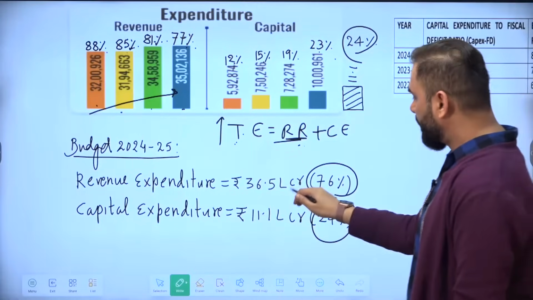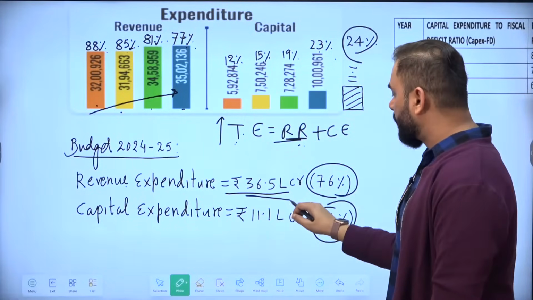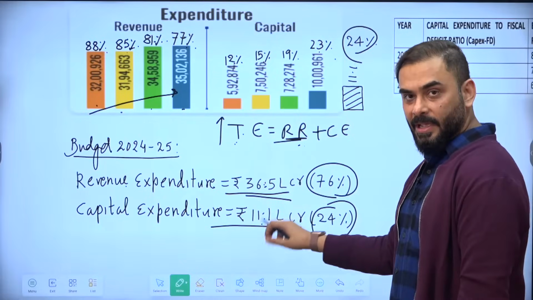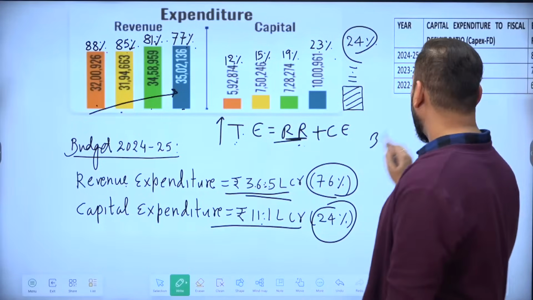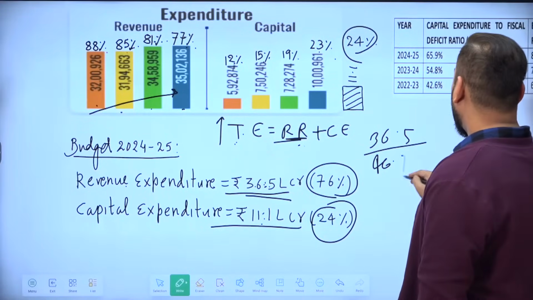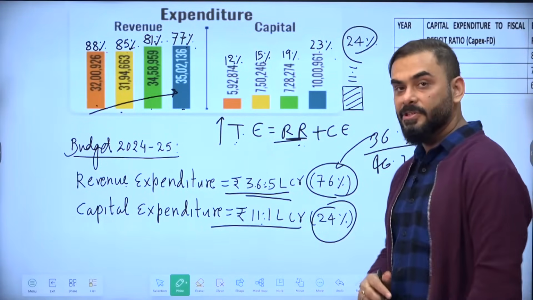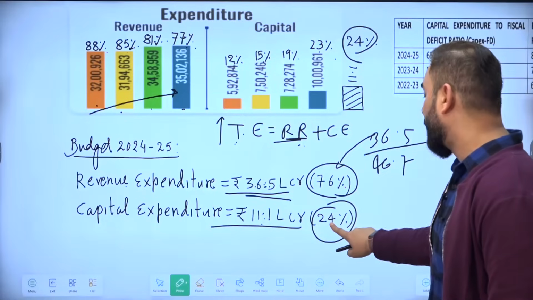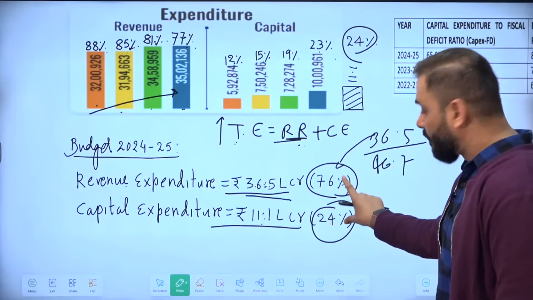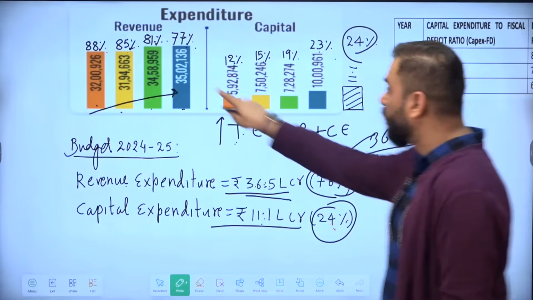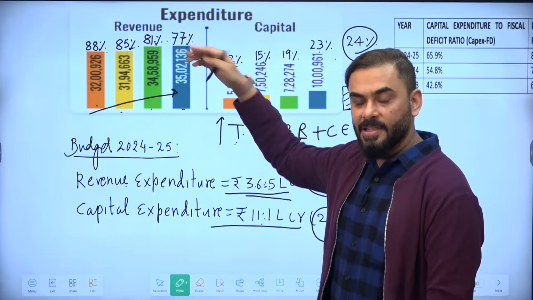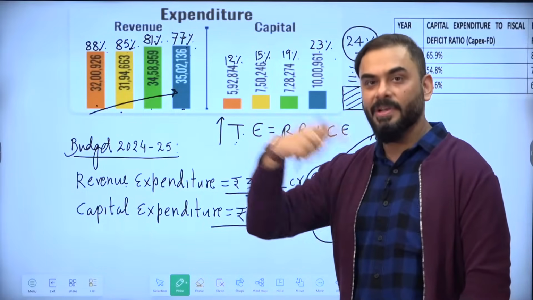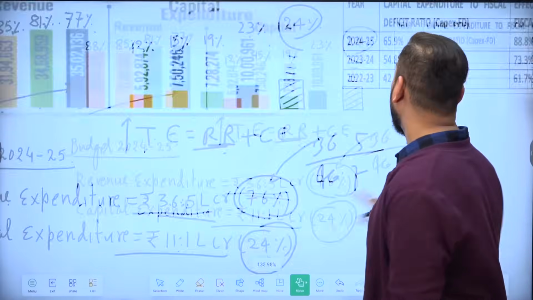How did I know that? Very simple. Revenue expenditure 36.5 lakh crore, capital expenditure 11.1 lakh crore. I added these two and then I found 36.5 divided by 46.7. If you calculate, you will get these numbers, which means out of total expenditure, currently revenue expenditure is 76%, capital expenditure is 24%. It looks very bad because capital is less. But if you look at the past trend, you can clearly see India is improving. Earlier, we were not putting too much money in capital. Now we are putting much more money in capital expenditure. So yes, we are improving.